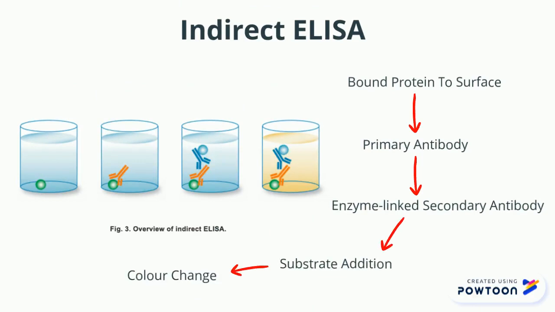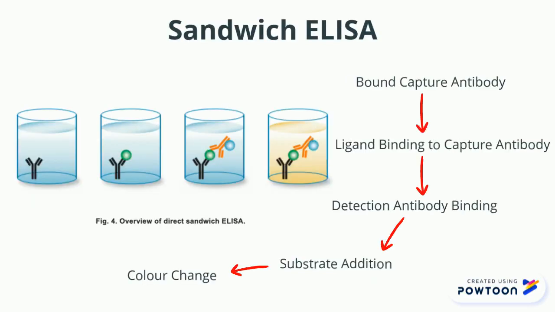Indirect ELISA involves a primary antibody binding to the protein of interest, followed by an enzyme-linked secondary antibody specific to the primary antibody being introduced into the same solution, followed by the addition of the secondary antibody's enzyme-specific substrate and subsequent solution color change. The sandwich ELISA involves a capture antibody which is bound to the physical surface binding to the ligand, followed by an enzyme-linked detection antibody, one that detects the ligand-bound capture antibody, binding to the capture antibody, followed by substrate addition and solution color change.